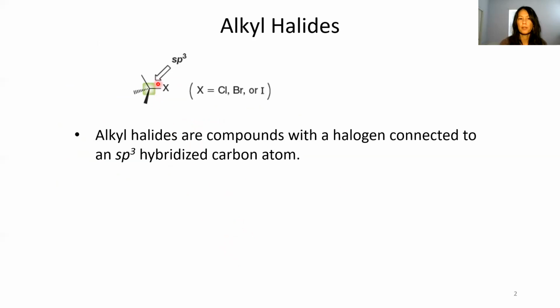Okay, so first, just an overview of an alkyl halide. Basically, you have a carbon center that's sp3 hybridized, and you have some sort of halogen. Mainly, we're focusing on chlorine, bromine, or iodine.